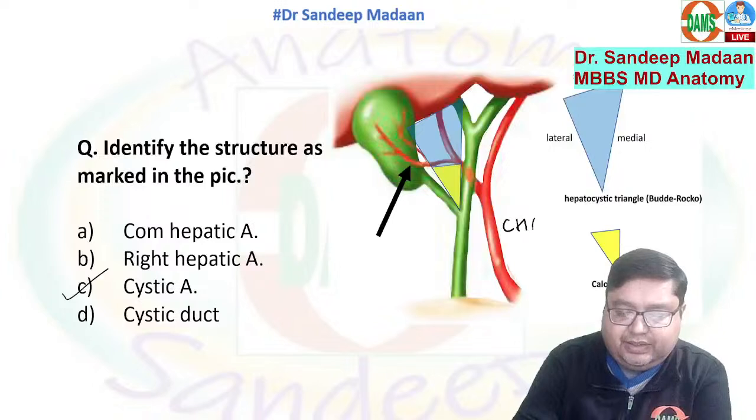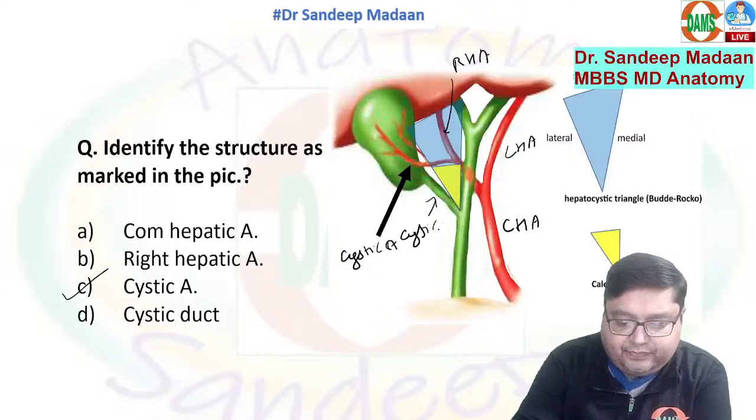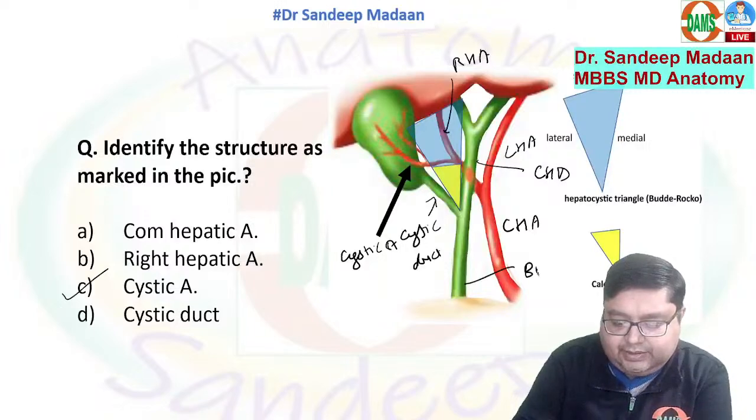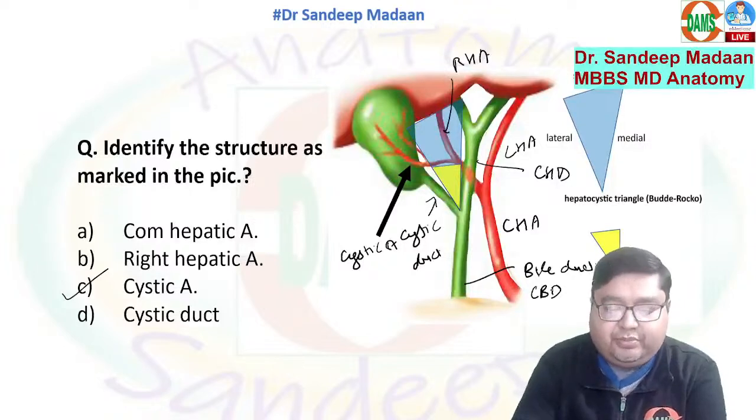This is the common hepatic artery. Of course, this is the left hepatic artery, and this one is the right hepatic artery. And the right hepatic artery is giving off the cystic artery, and this is the cystic duct. This is the common hepatic duct, and this is the bile duct or CBD. Okay, previously we used to say it's CBD. Nowadays it is usually called bile duct, but you can also say common bile duct, hardly matters.